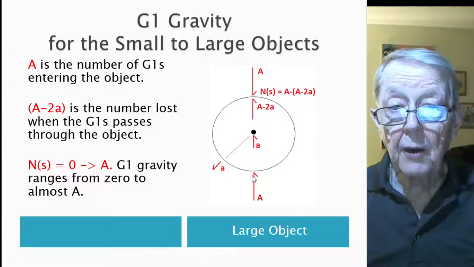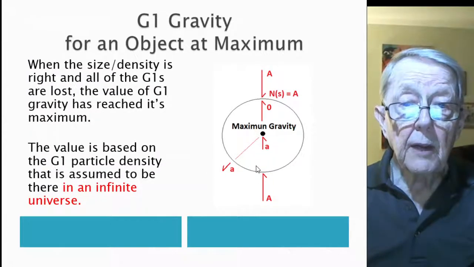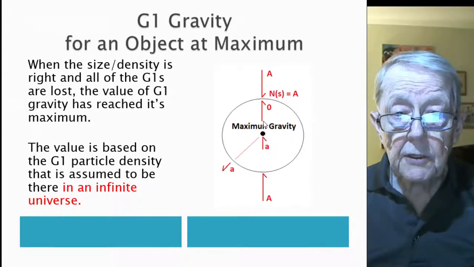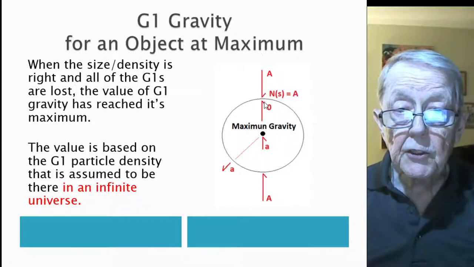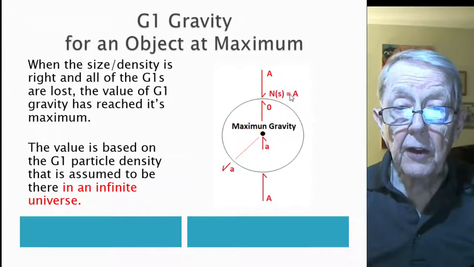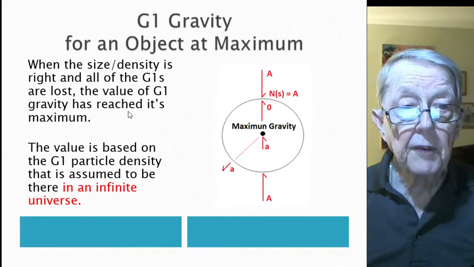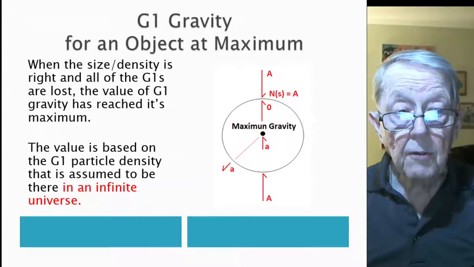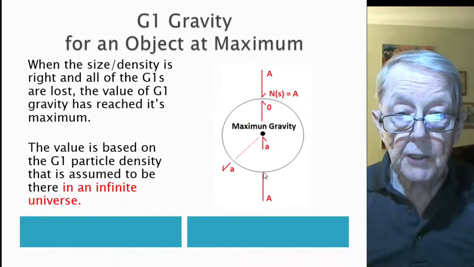This is the way I normally talk about how gravity develops at the surface of the Earth, and that's true all the way around. Well, let's say you now have a larger object, and the loss gets to the point where it's zero. By the time it gets through, it's so large or so dense that it's zero. And so you reach a point where the net value is A. When the size and density is right, all the G1s are lost, and the value of gravity has reached its maximum. TPM would indicate that there is a maximum value of gravity. The value is based on the G1 particle density, how many per cubic meter, or cubic centimeter, are here.